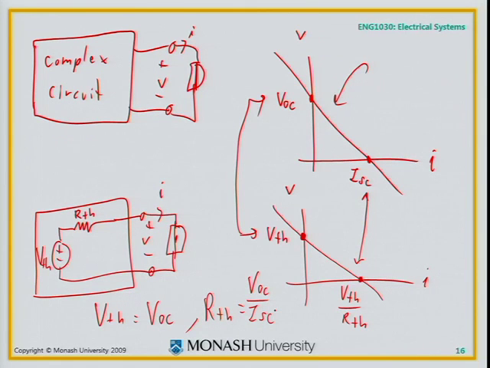Okay. So I find my open circuit voltage, I find my short circuit current, I make the Thevenin voltage equal to the open circuit voltage, I make the Thevenin resistance equal to the ratio of VOC and ISC, and I cannot tell those two circuits apart now. I can replace that complex circuit by that, and it will behave exactly the same no matter what else I connect up to the terminals. That's the power of Thevenin's theorem.